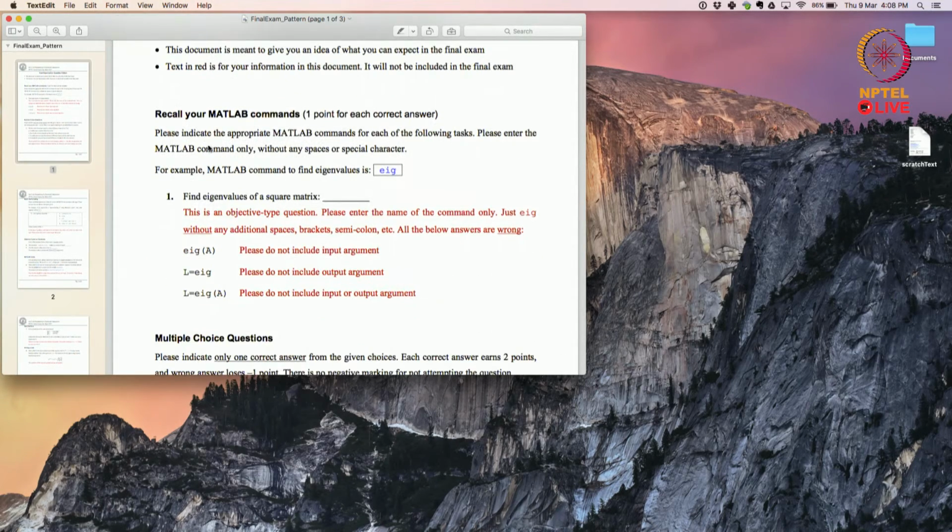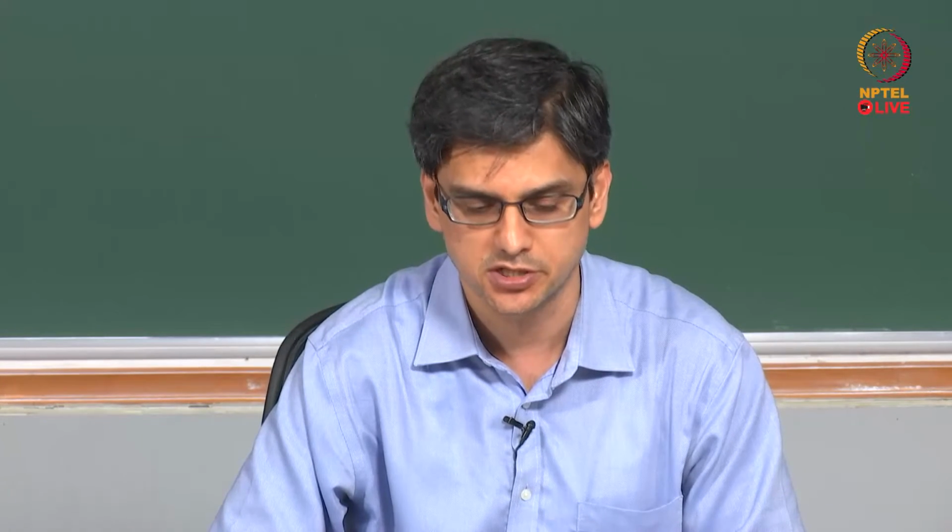The first type of questions, and there will be 5 questions of this type, is recalling your MATLAB commands, 1 point for each correct answer. The 1 point gives you an indication of what we expect from this question. We expect something very straightforward. There is no trick or anything involved in this question.